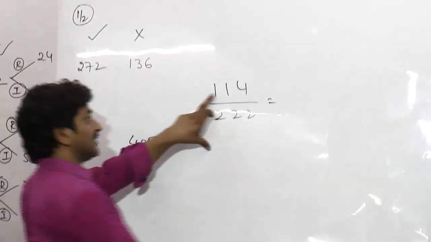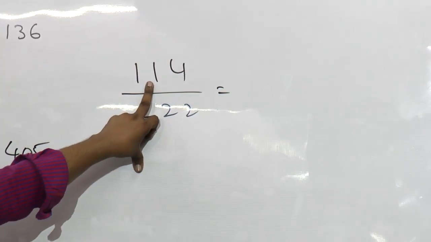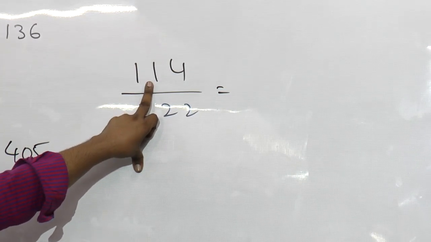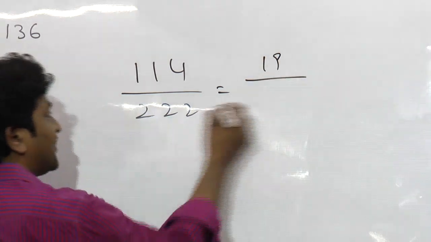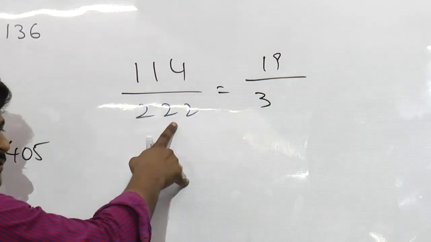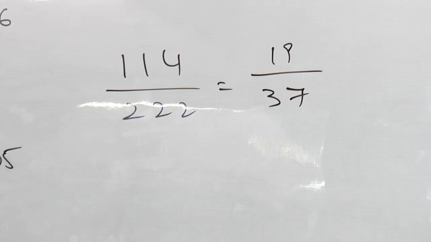Cancellation with 6. 6 times 20 is 120, but this is 6 less. In a sense, 1 time less. 1 time less than 20 is 19. 6 times 37 is 222. So 19 by 37. See, both are even numbers and both are 3 multiples, so should be 6 multiple.